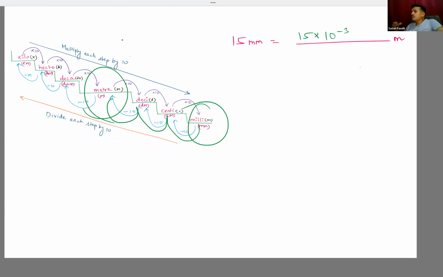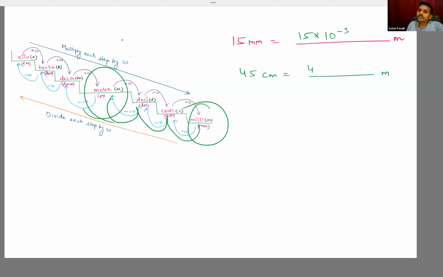See, if you are going down, put positive power, depending on how many steps you are taking. If you are going up, put negative power depending on how many steps you are going up. Yes or no, everyone? Yes, very nice.